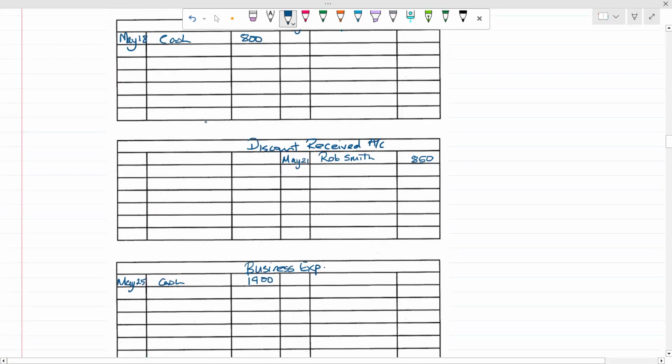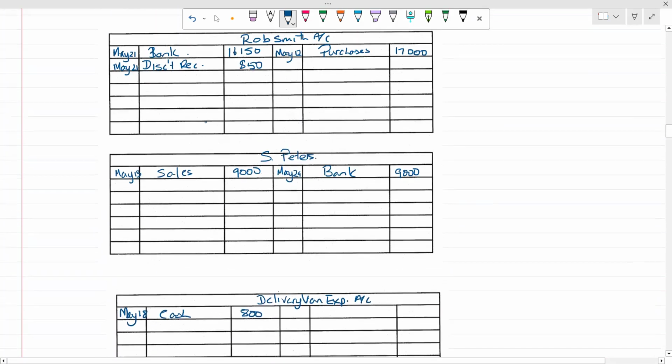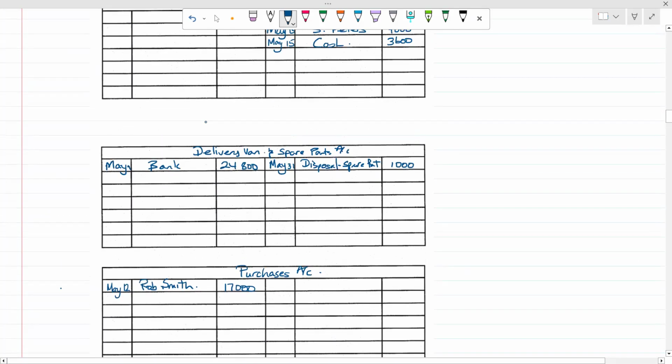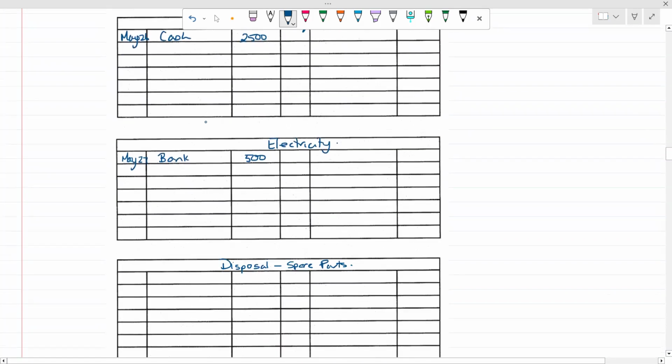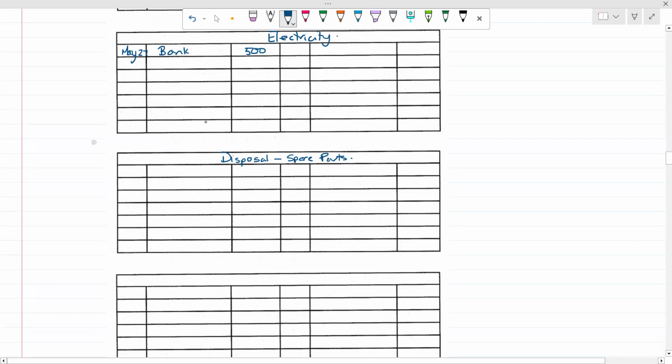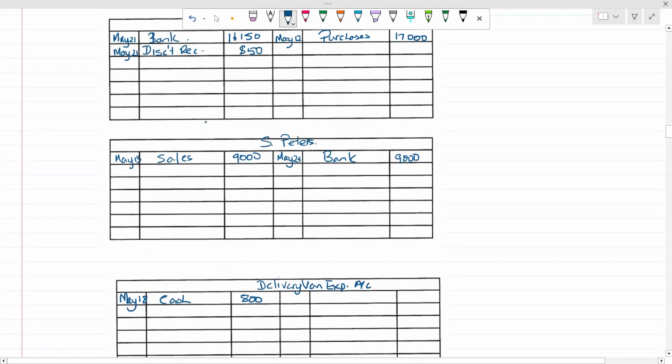Disposal, right? So let me just wrap up this one really fast here. We need to move $1,000 out of the delivery van and spare parts account because we're reducing it, because we're selling it. Now we move it into the disposal account, $1,000. Then we need to deal with the cash.